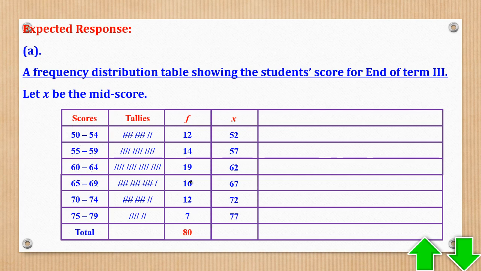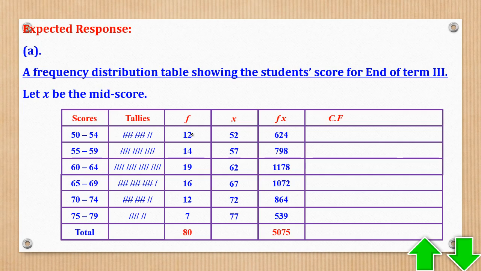Okay, now that we have the columns of f and x, we can get f times x. So f times x for each row. Next is to add. We are getting this column because they ask, we want to get the average score. Okay. The next is CF. CF is for part B. Part B, they wanted graphical analysis, so we need to draw an ogive. That's why we put in there CF.